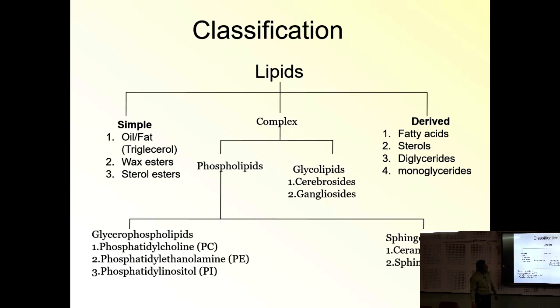Here is complex. Complex lipid is classified into two. One is phospholipid, another is glycolipid. Why is it called complex? Because the lipid component is attached with glucose or another non-lipid component. If phosphorus is attached with the lipid, then it is called phospholipid. This is general and it is found, as I said, in the cell membrane.